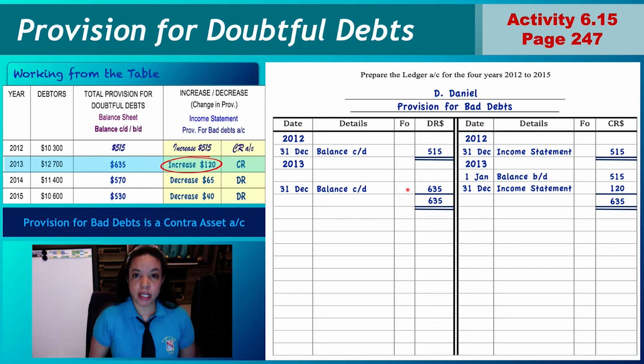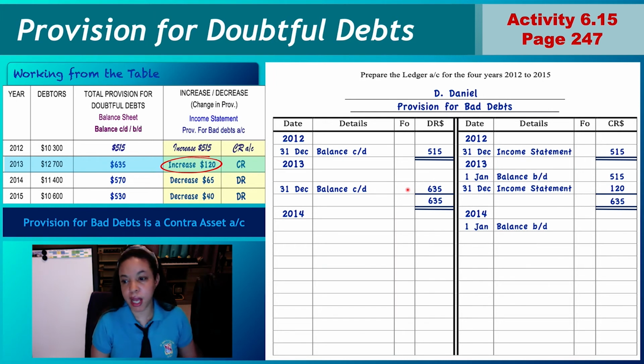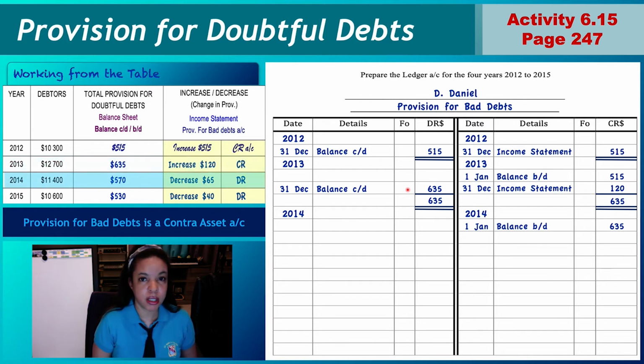You're going to open up one time for the next year, which is 2014. So you have 2014, 1st of January, balance brought down, always on the credit side. And what is our balance? 635. So we are going to go now back to our table to 2014.